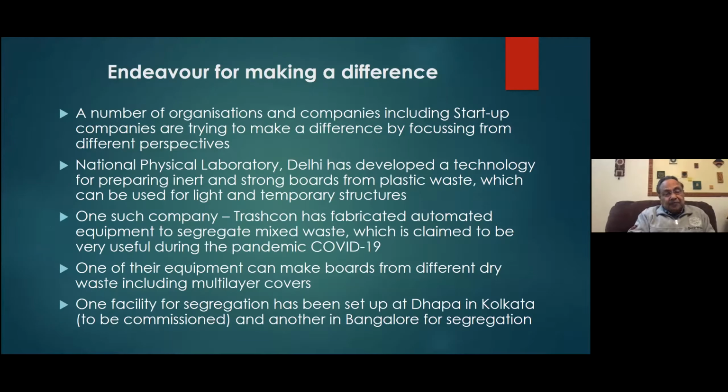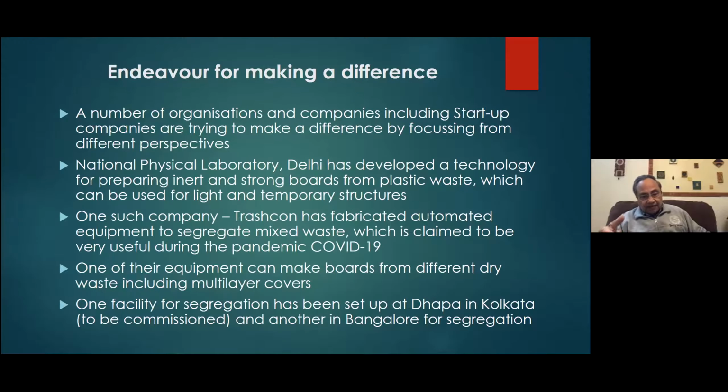Yes. Now there have been some endeavors, some efforts for making a difference. A number of organizations and companies, including startup companies, are trying to make a difference by taking different perspectives on the waste management industry. The National Physical Laboratory is a very famous national laboratory in Delhi. They have developed a technology for preparing inert and strong boards from plastic waste, which can be used for light and temporary structures. I have seen them a number of times and they're really good.